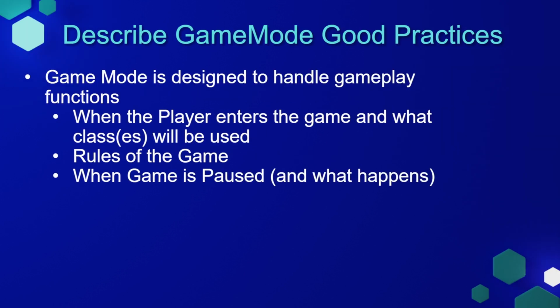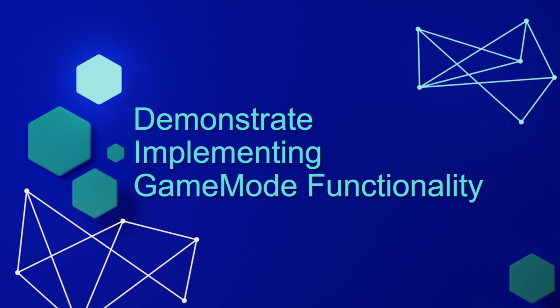As I described in the first lesson, the Game Mode is designed to handle gameplay functions, specifically when the player enters the game and what classes will be used. Game Mode can also be used to house the rules of the game, especially in a single player game where you don't really need it for anything else. In a multiplayer game, you can keep a lot of the variables in game state, and the Game Mode can just handle spawning players into the level. The Game Mode is also responsible for handling when the game is paused and what happens when the player pauses the game. So let's implement some Game Mode functionality to our project.